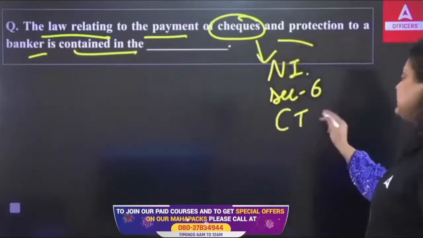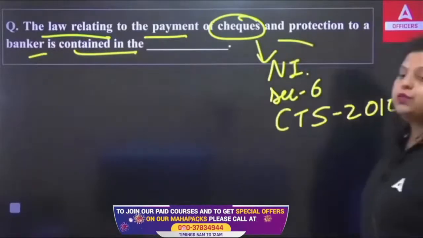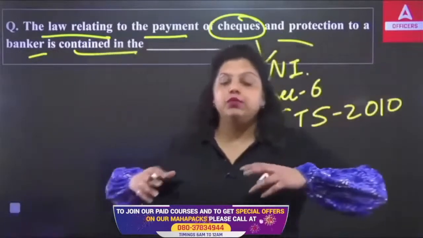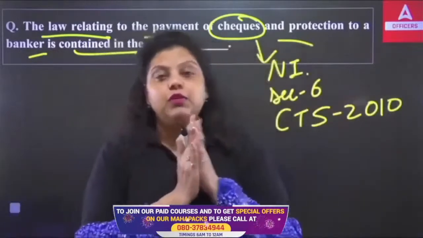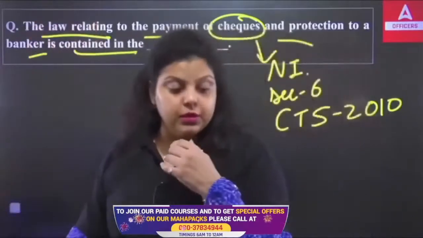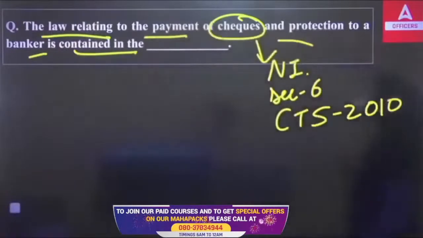Now we have CTS, the Check Truncation System, which was introduced to stop the physical movement of a check. Earlier, we had to physically move the check from one place to another to make the payment possible. But now we do not have to physically transfer the check. Only a single electronic image of a check will work, and you will be able to get the money, the payment of the check, in that situation.